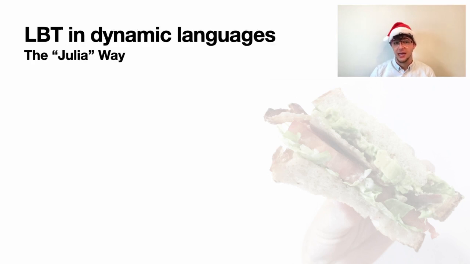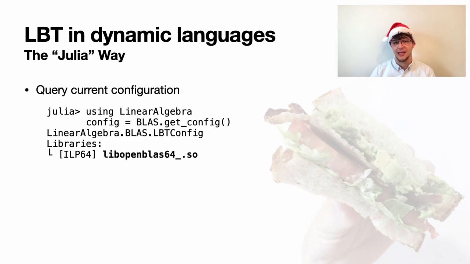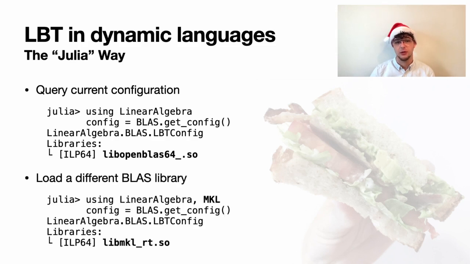In Julia 1.7 and higher, you can actually call BLAS.get_config and you'll get an LBTConfig object that shows which libraries have been loaded. And so if we load the MKL package, which is going to use the libblastrampoline APIs to load MKL instead of OpenBLAS at runtime, we'll see that the libraries change and OpenBLAS is no longer in the picture. Now, I said before that we're going to maintain kind of a stack of libraries.